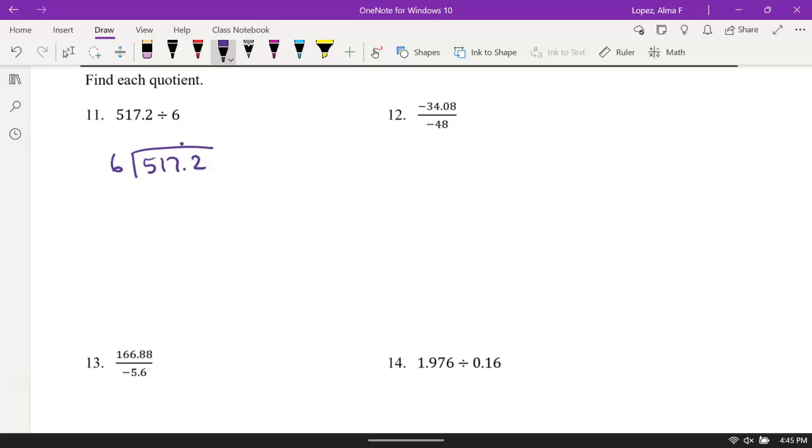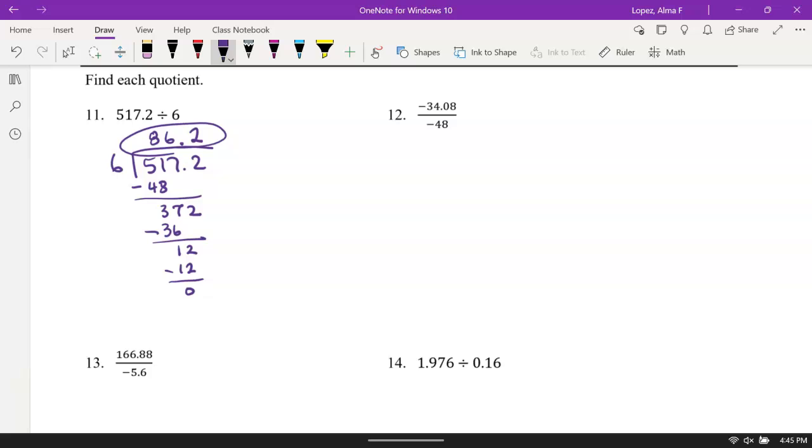So let's get started. 6 doesn't divide into 5, but it does divide into 51. 6 divides into 51 8 times. 8 times 6 is 48. We subtract, we get a 3. I'm going to bring the rest of the number down. 6 doesn't go into 3, but it does go into 37 6 times. 6 times 6 is 36, and we subtract. We get a 1, and again, bring the rest of the number down. 6 divides into 12 2 times. Multiply and subtract. So my answer is 86.2.